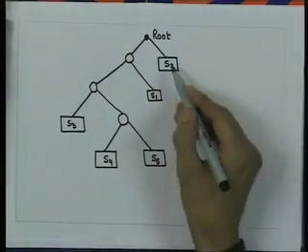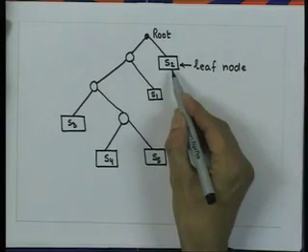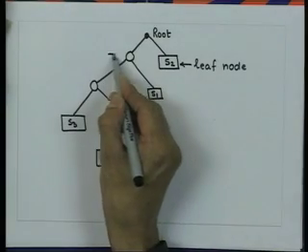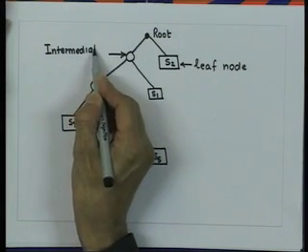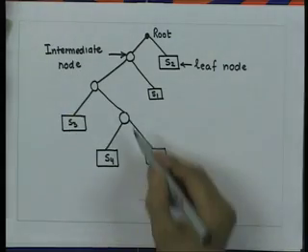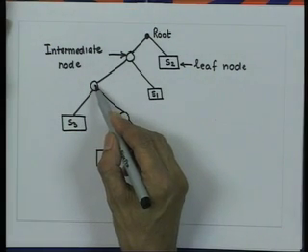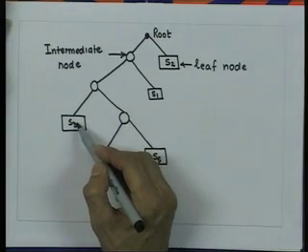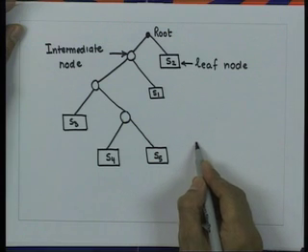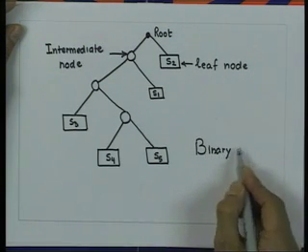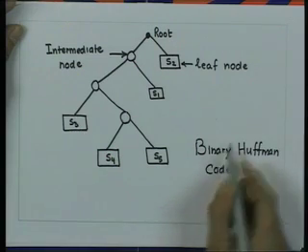Now this is known as a root node. These are the leaf nodes, or they are also known as external nodes. This corresponds to an intermediate node. This intermediate node is a parent for these two leaves, and then this intermediate node is a parent for this node and an external node or a leaf node. So this is a grandparent of the leaf nodes S4 and S5. So this is a formal representation of a binary Huffman tree for binary Huffman code.